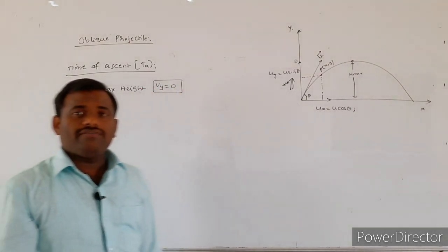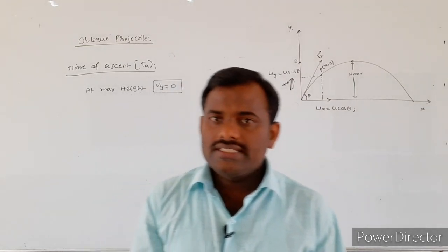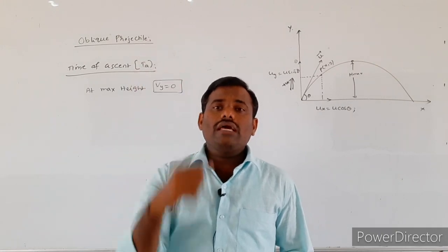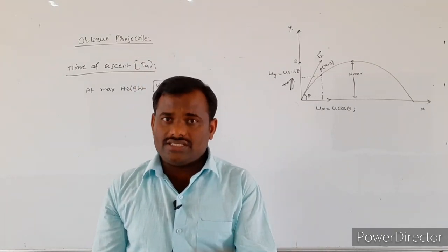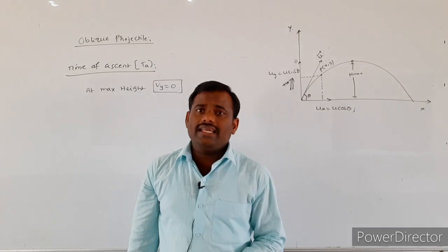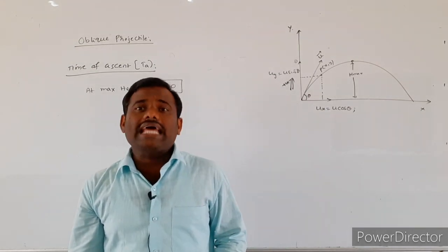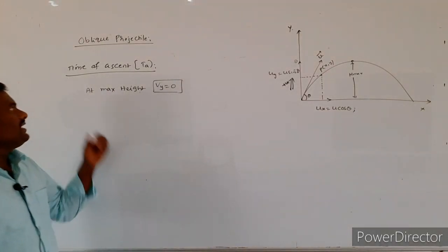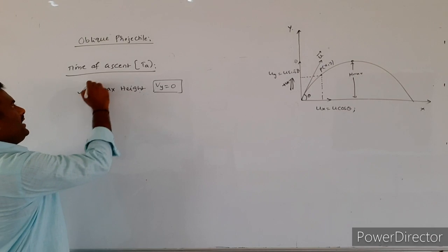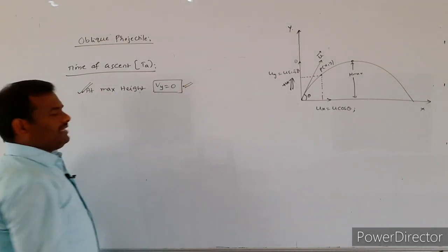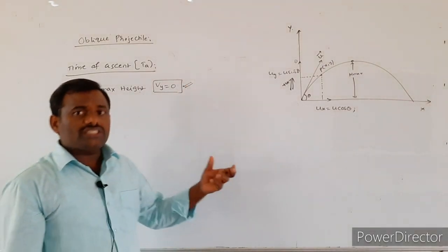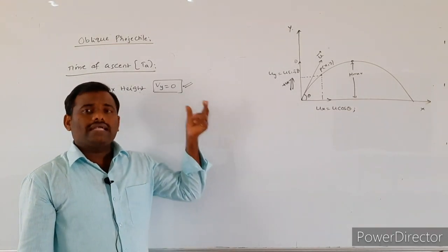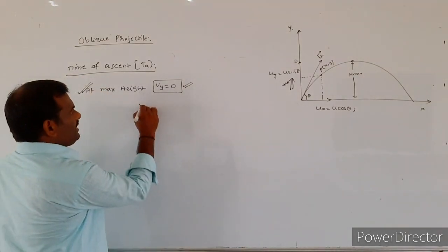The y component of velocity will be equal to 0. In a vertically projected body, whenever the body reaches the maximum height, it comes to instantaneous rest. That means for a fraction of time its final velocity is 0. At maximum height, Vy is equal to 0. The time taken by the body to reach that maximum height is called the time of ascent.